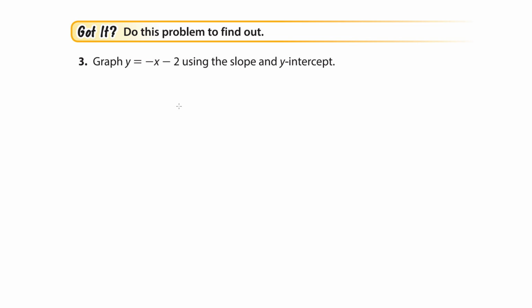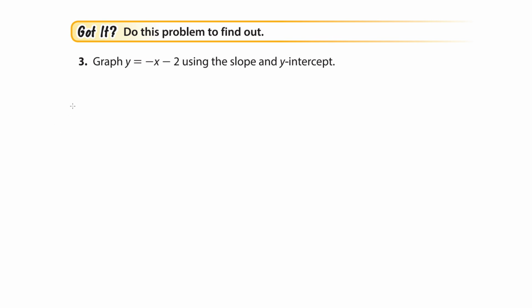Example 3 was already worked out to show you how we can graph a line quite easily if it's in slope-intercept form. Let's take a look at GotIt3. The equation is y equals negative x minus 2, and this is in slope-intercept form.